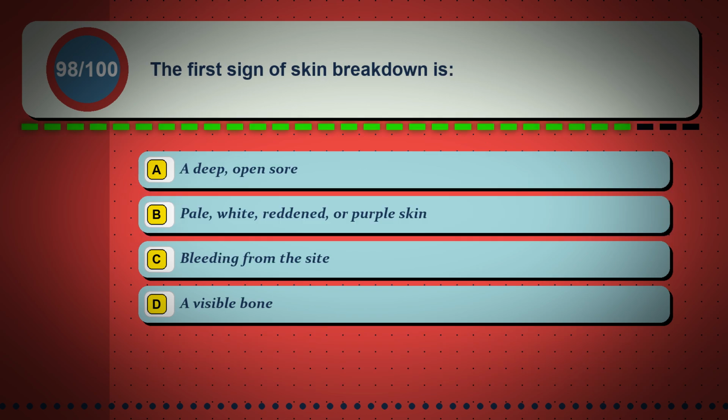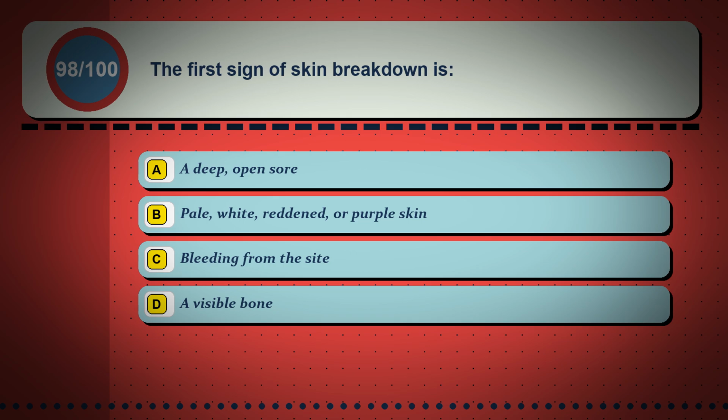Question 98. The first sign of skin breakdown is: Option A, a deep, open sore. Option B, pale, white, reddened, or purple skin. Option C, bleeding from the site. Option D, a visible bone.